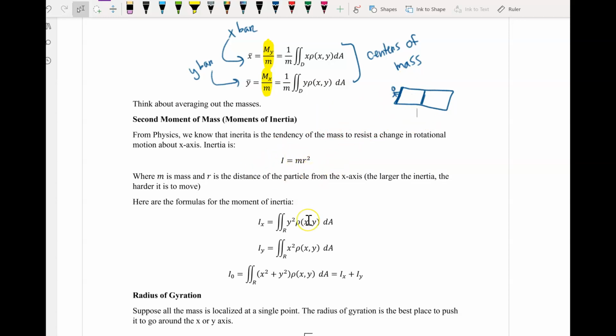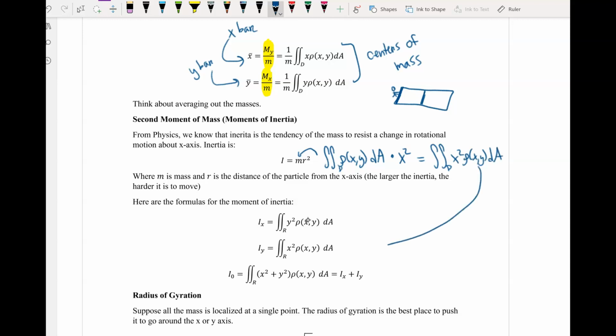So how can we calculate inertia? We know what mass is. We just figured out mass: that's the double integral of the density. Now we're going to multiply it by r squared. Let's say we multiply it by x squared. So we'll have the double integral over the region D, or R, or whatever it is, of x squared rho(x,y) dA. This is actually the moment of inertia about the y-axis. We can also think about it in terms of y: we just move the x to a y squared, and that gives me the moment of inertia about the x-axis.